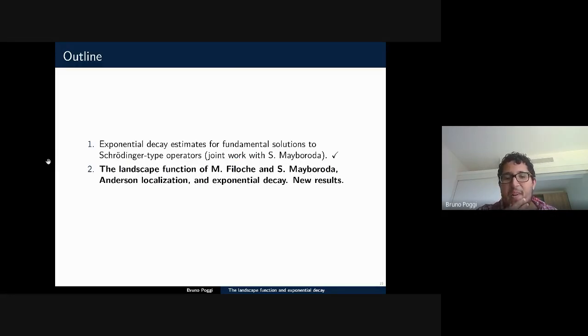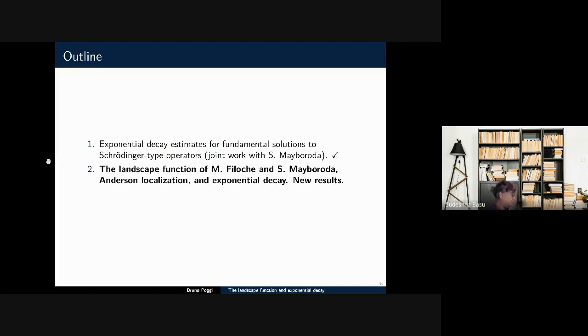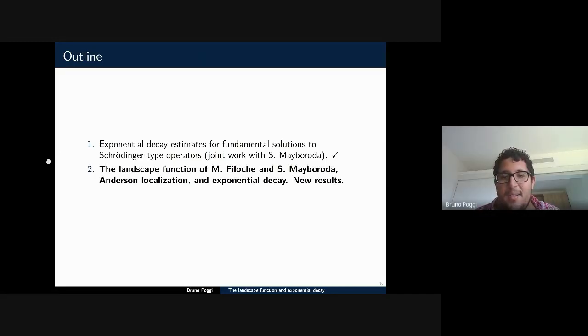Okay, now we're going to move on to the second part regarding the landscape function in Anderson localization.